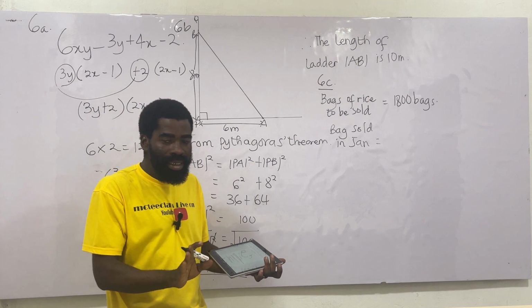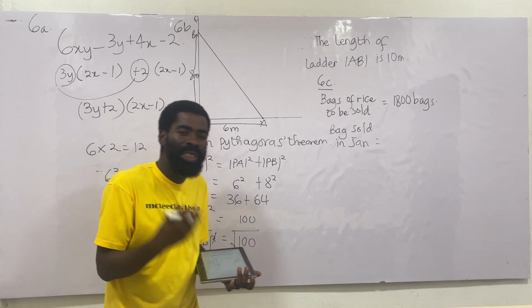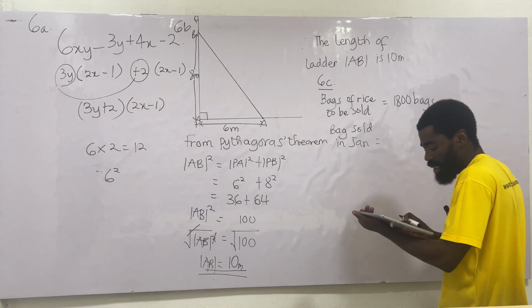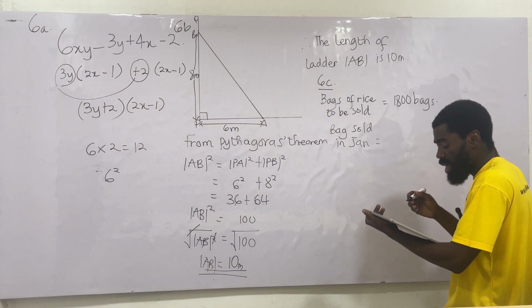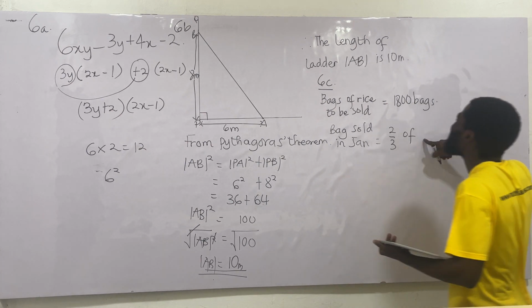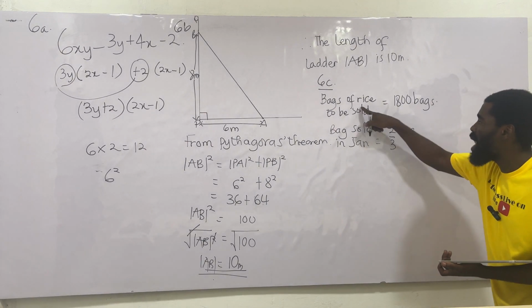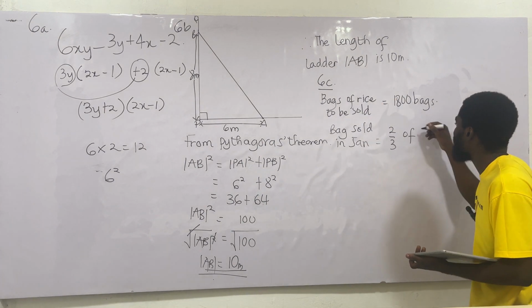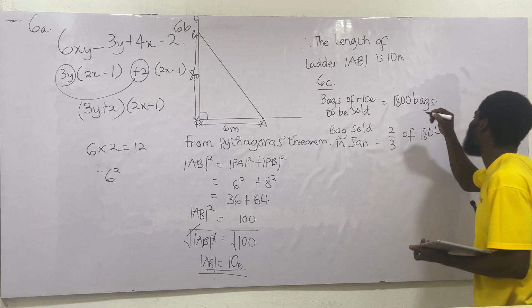I have read the question, but I'm reading to every full stop and trying to interpret what I have read. These are the principles here, people. When you get this principle, you're able to solve most of the questions. The question says that it continues. In January, he sold 2/3 of it. What are we talking about? The bags of rice. So he sold 2/3 of what? Of the total bags of rice, which is 1,800.